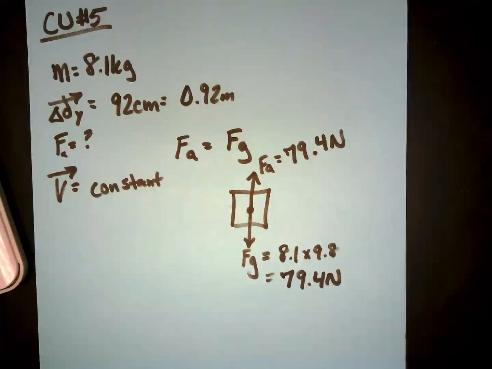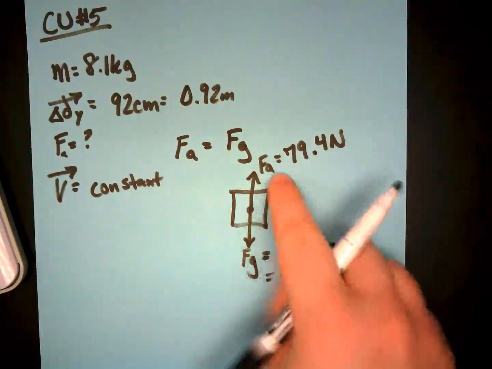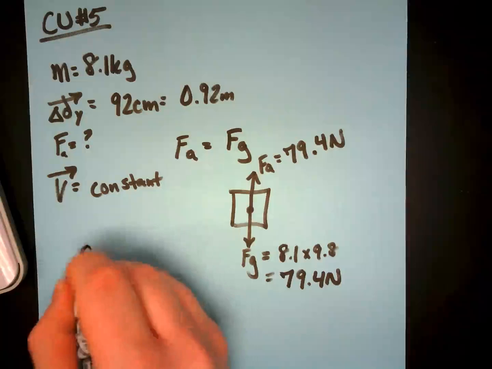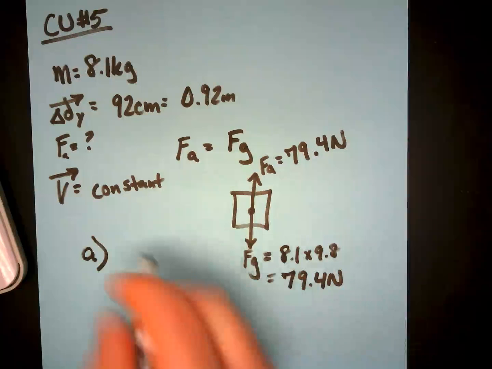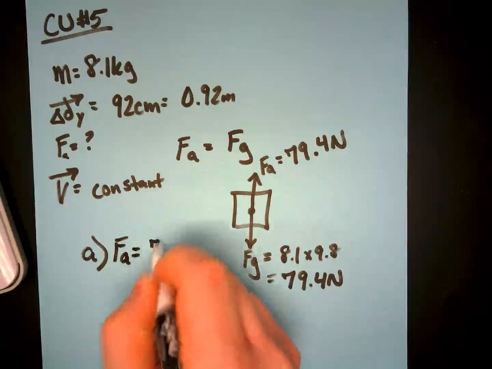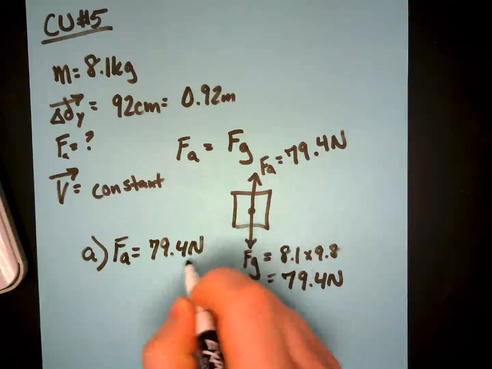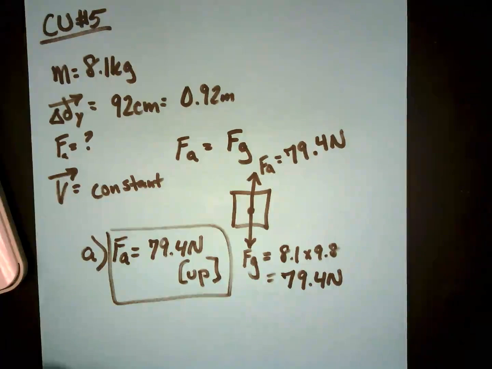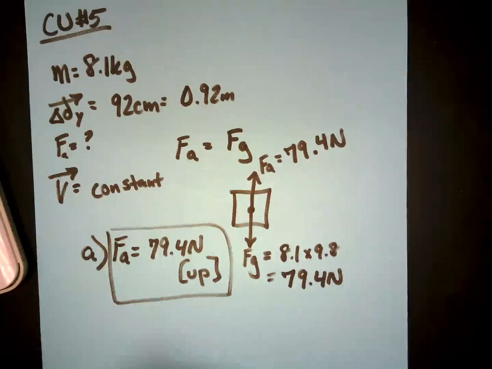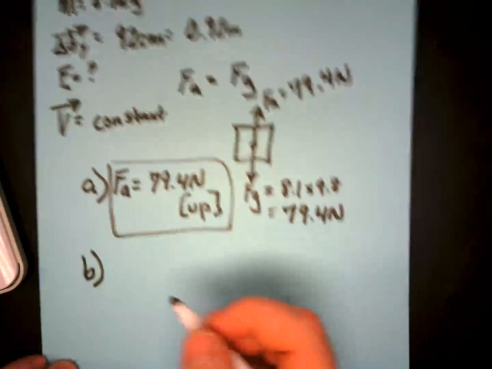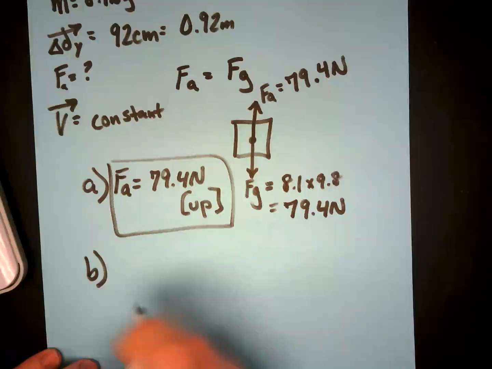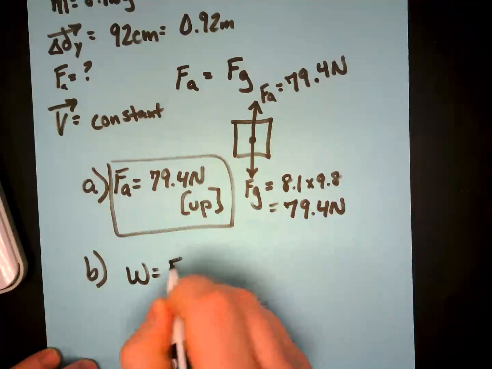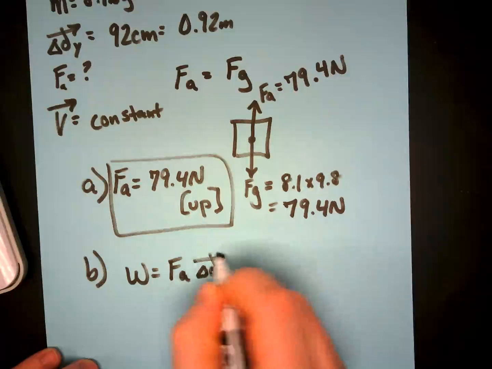Okay, so we now have our applied force. So that's A, so A is answered. F of A is equal to 79.4 newtons. And then B: how much work was done in order to do that on the bag? Work is easily just going to be F of A times displacement.